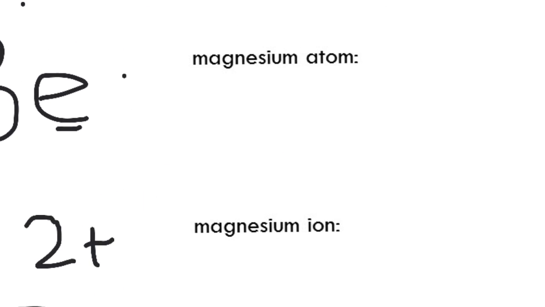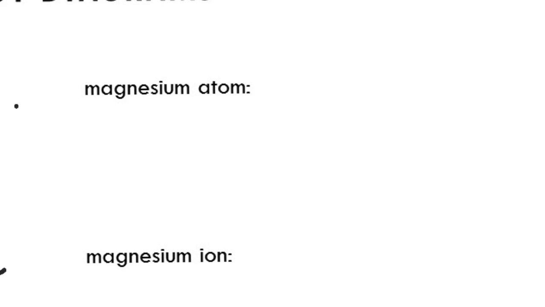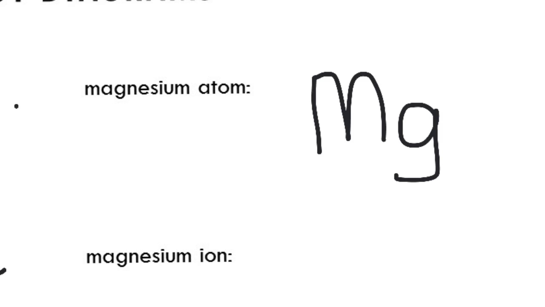So we're just going to write Be2+. Okay. Magnesium is kind of the same. Magnesium has the same number of valence electrons, so it's still Mg, and it has its 2 valence electrons. Okay, the magnesium ion then will be Mg2+.